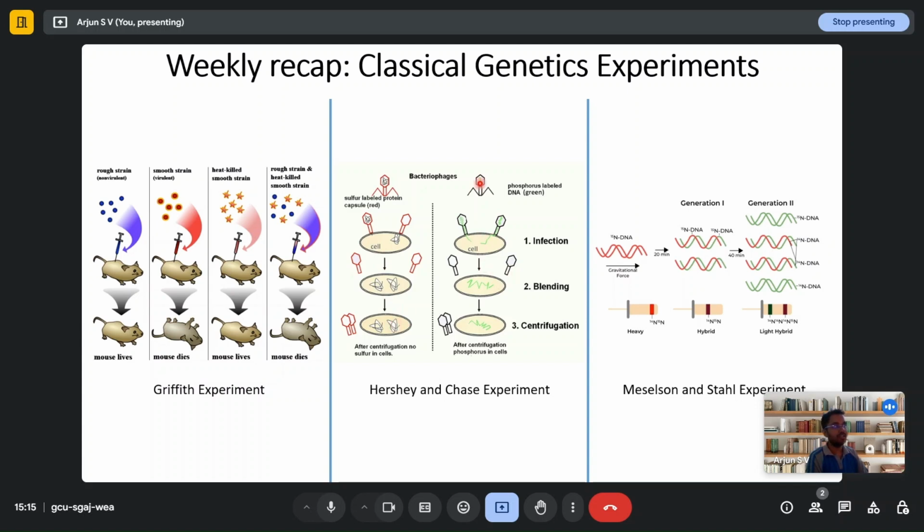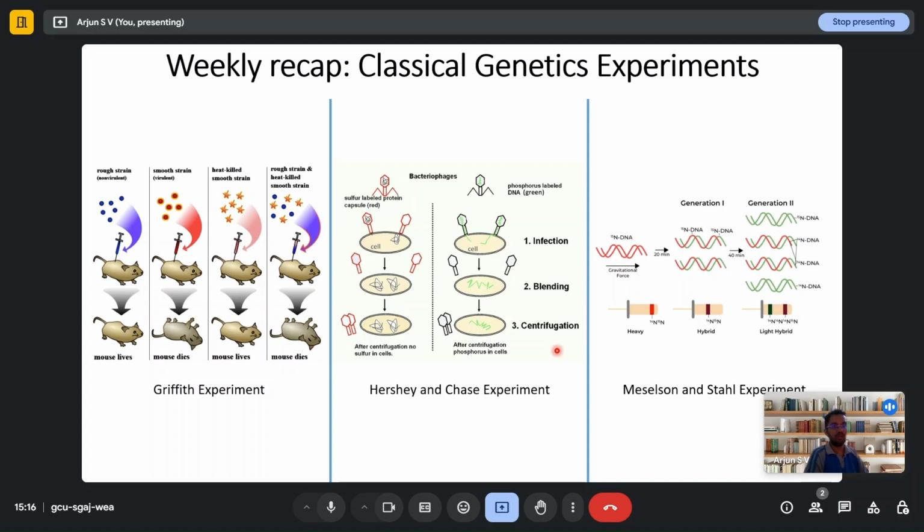But when they administered the bacteriophage whose DNA was labeled, they were able to observe that in the cells infected with bacteriophages, the DNA had radiolabeled phosphorus. So through this experiment, they were able to conclude that DNA is the genetic material that is passed on from generation to generation. And after concluding that DNA is the genetic material, there was a lot of confusion about how the DNA is replicated.